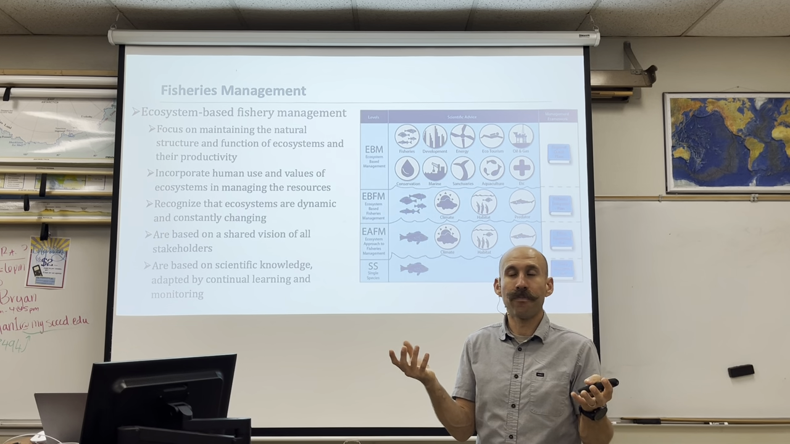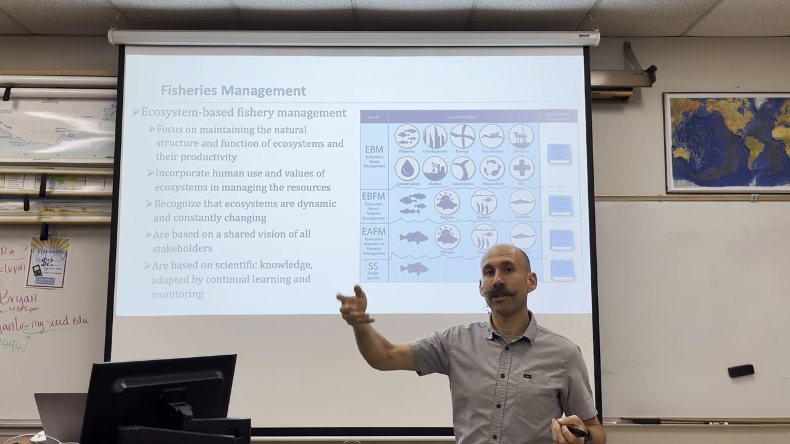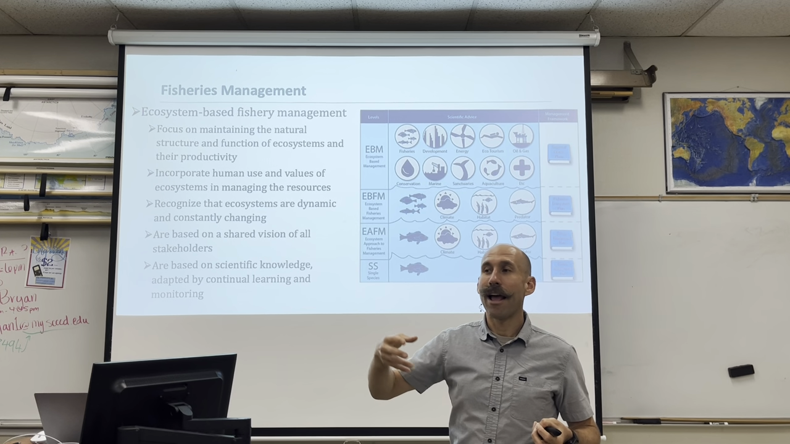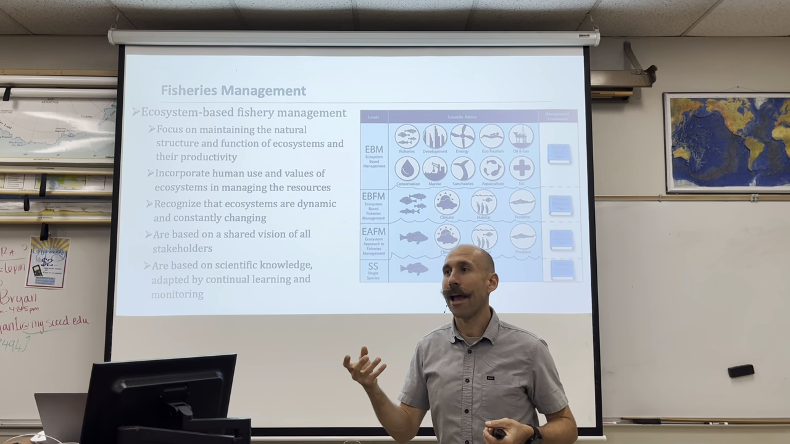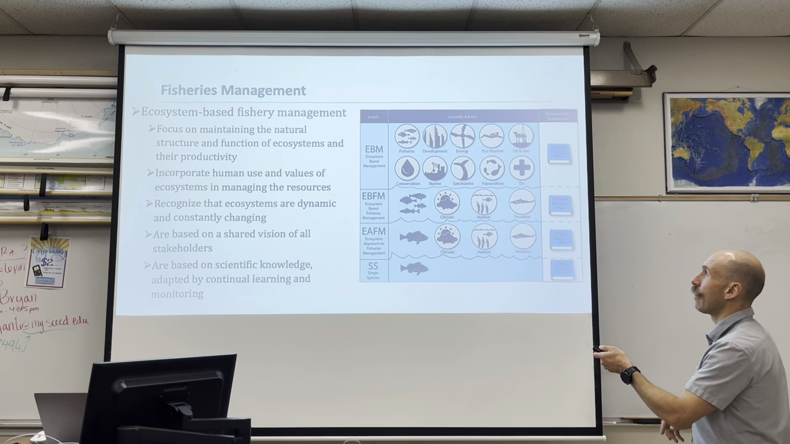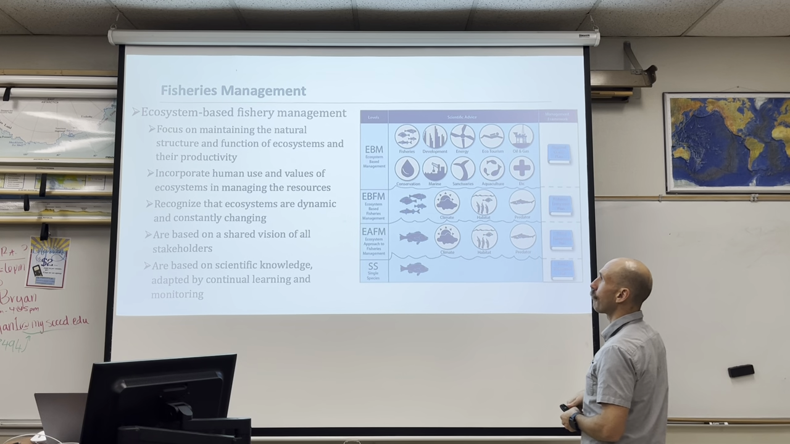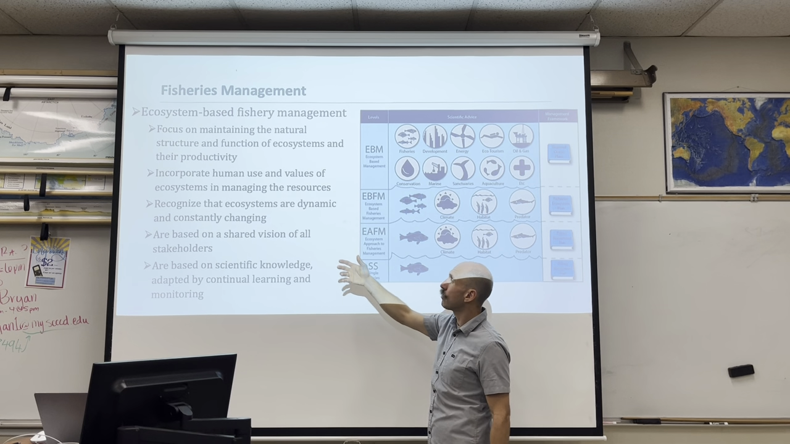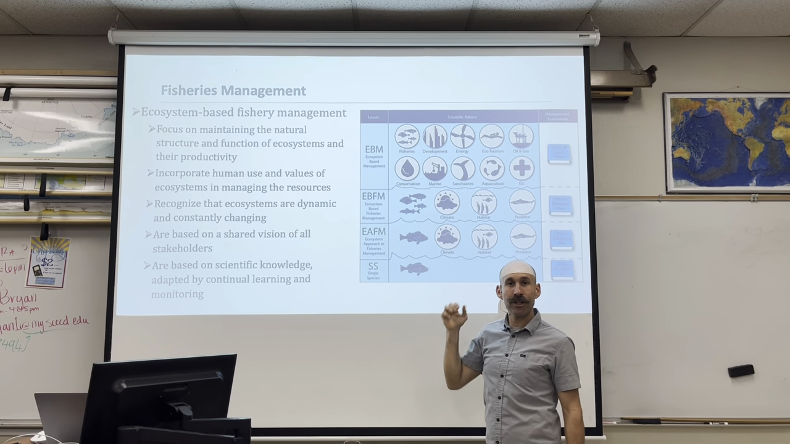Now that we see that, we've said, oh, we've made some problems. So what do we do? We look to nature. How does nature do it? How do these ecosystems function? And we model practices after ecosystems in order to support and contribute to sustainability. So this is done by focusing on maintaining the natural structure and function of ecosystems and their productivity, incorporating human use and values into ecosystems to manage resources, recognizing that ecosystems are dynamic and constantly changing and that we need to also change with them.